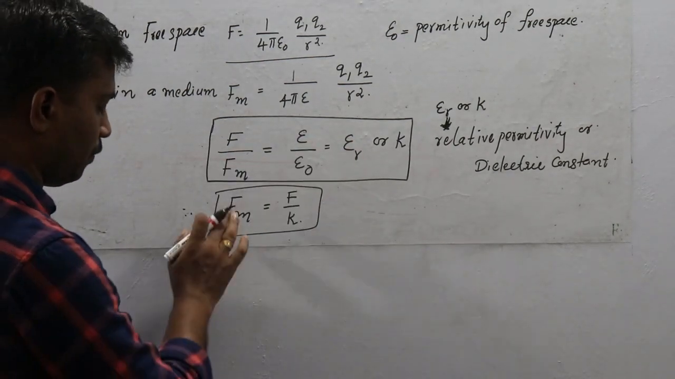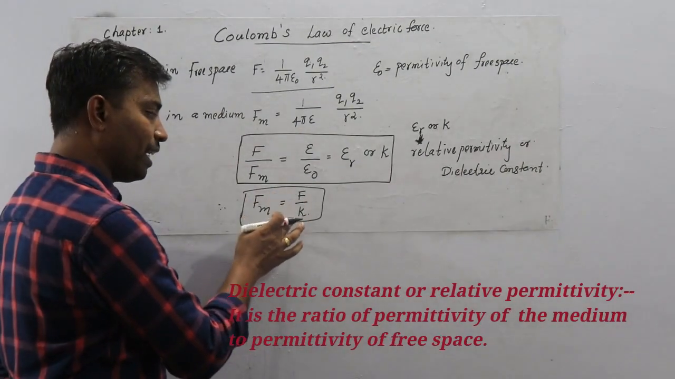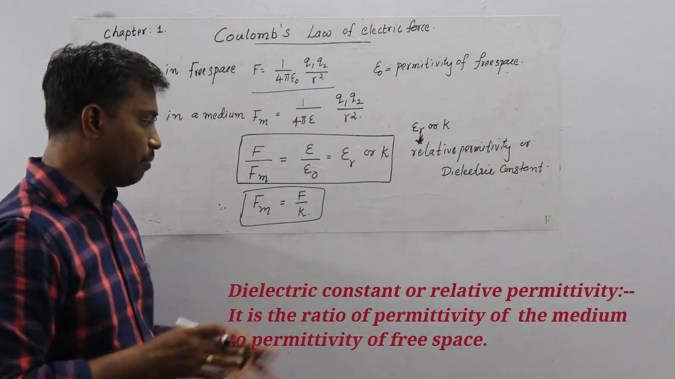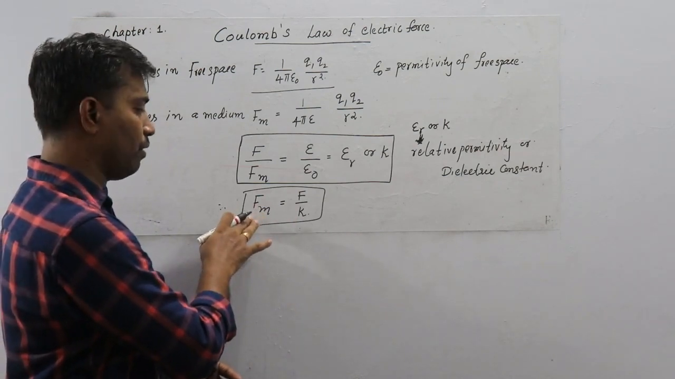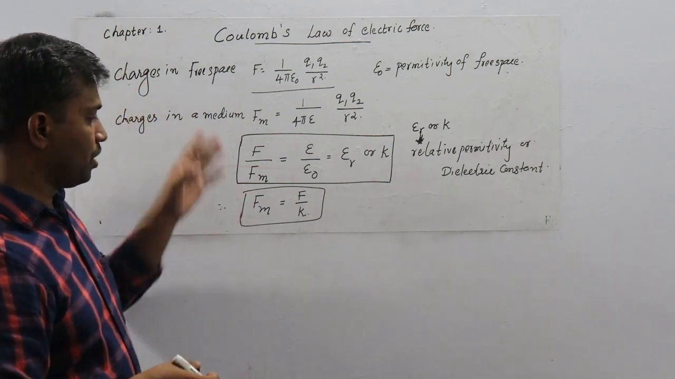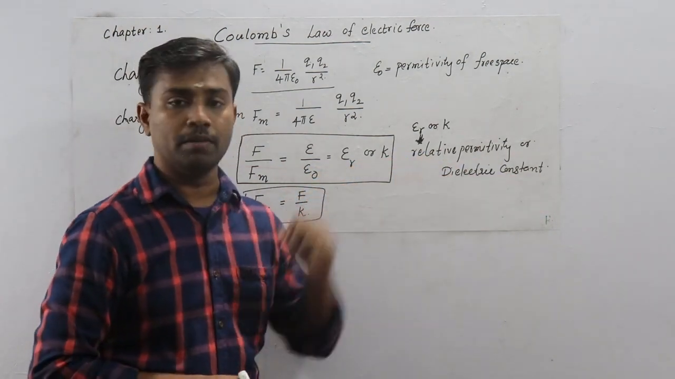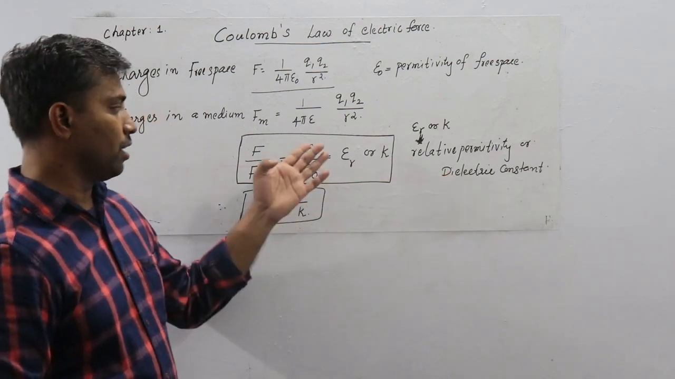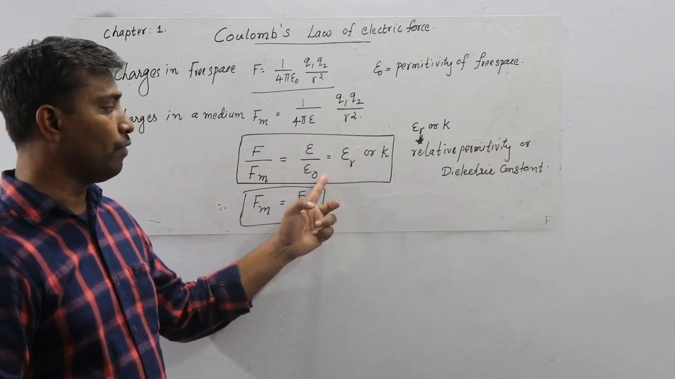From this we can write that the force between charges in a medium is equal to 1 by K times the force in free space. Suppose we keep some dielectric medium between the charges, the force of interaction will decrease: Fm equals F by K. This is the equation for finding the dielectric constant or relative permittivity. From this we can define it as the ratio of permittivity of the medium to permittivity of free space.